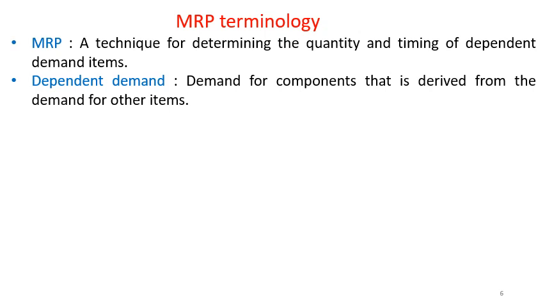An increase in demand for a particular item causes an increase in demand for some other components of that item. Such demand is called dependent demand.